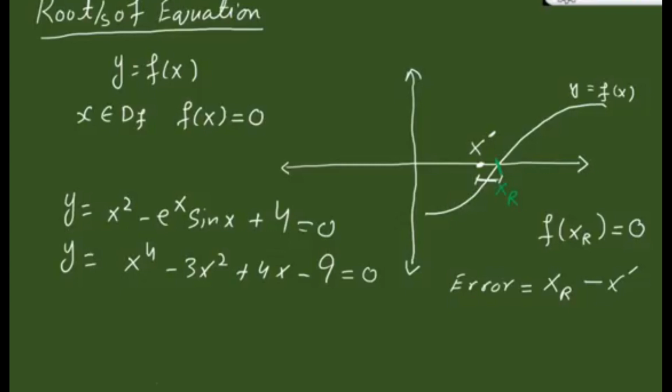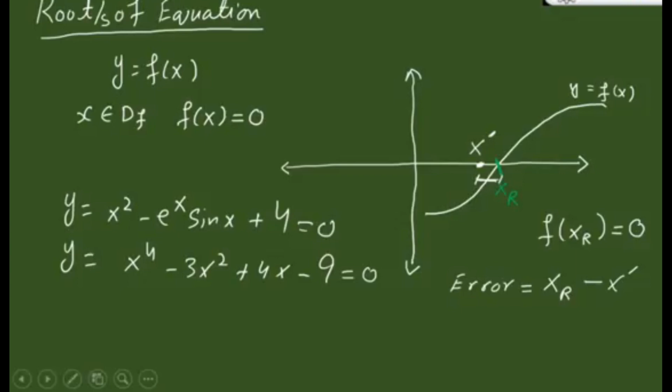And unfortunately, for higher degrees, greater than 2, and for transcendental equations, we do not have an exact method for finding the root. We need to approximate the solutions. So whenever we approximate, there must be a chance that our answer is not 100% correct. It contains some amount of error. So how do we define the error in this case? We say the exact root minus the approximate root.